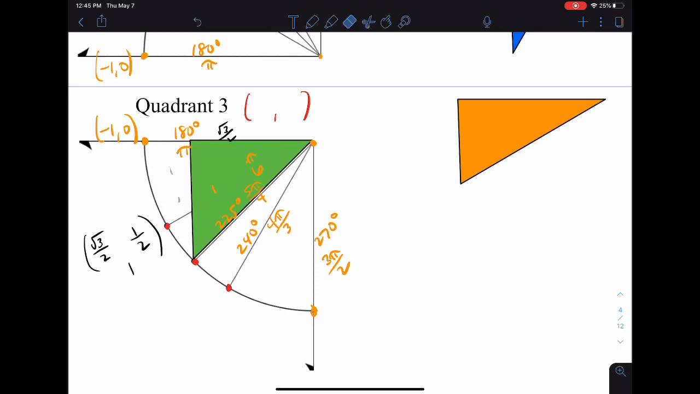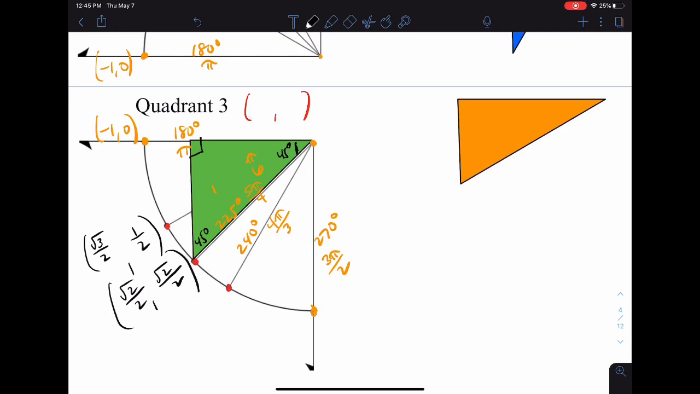Erase some of this stuff here. So 45, 45, 90. So this is the angle. It's 45. The reference angle is 45. This is also 45, and this is 90. So it's root 2 over 2, root 2 over 2.